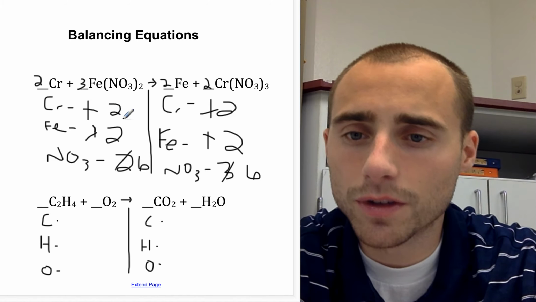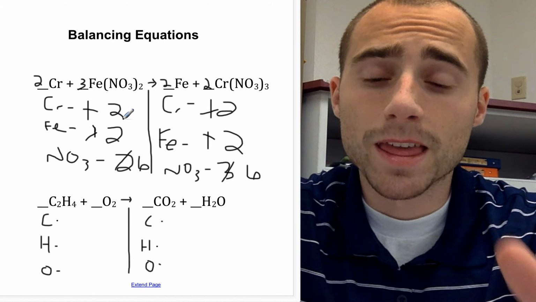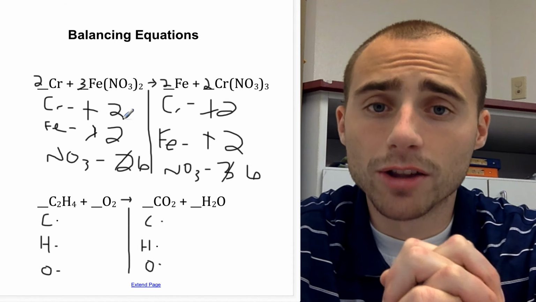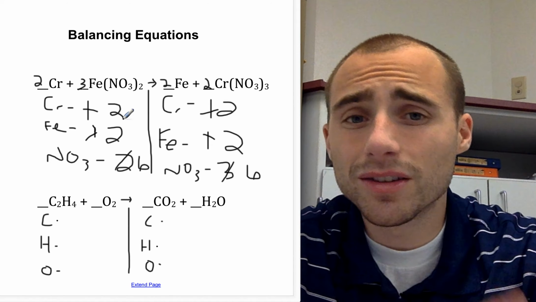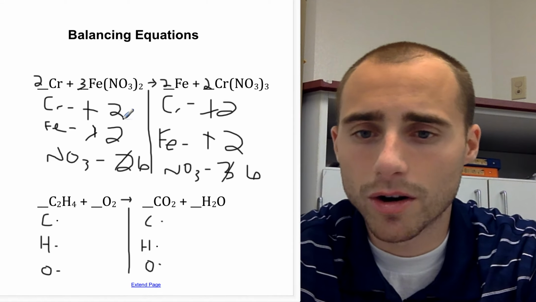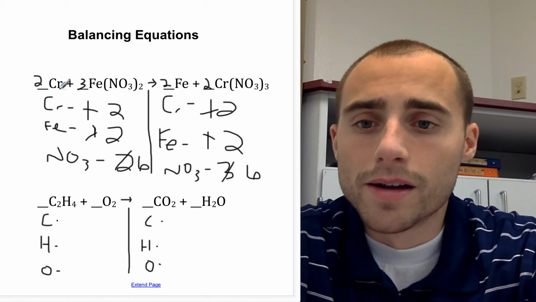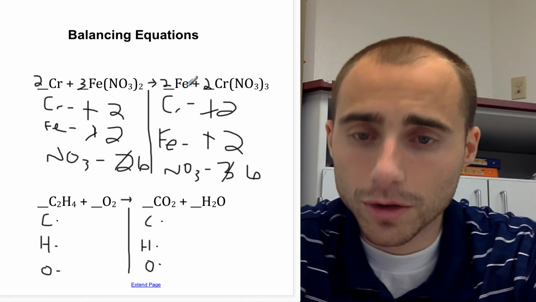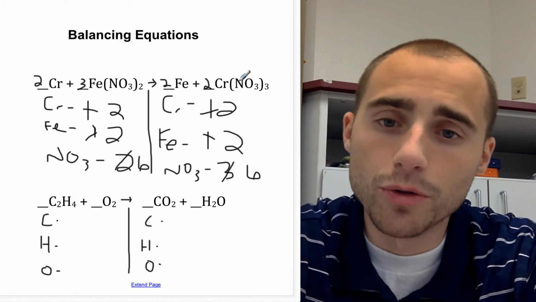So again, if you just go element by element, keep those polyatomic ions together because they never split up. If you go element by element, you will get these correct. Please do these examples. If you're watching this, please write them down. Please have them ready to use tomorrow. I promise it'll help you. So 2 chromiums plus 3 iron nitrates produces 2 irons plus 2 chromium nitrates.